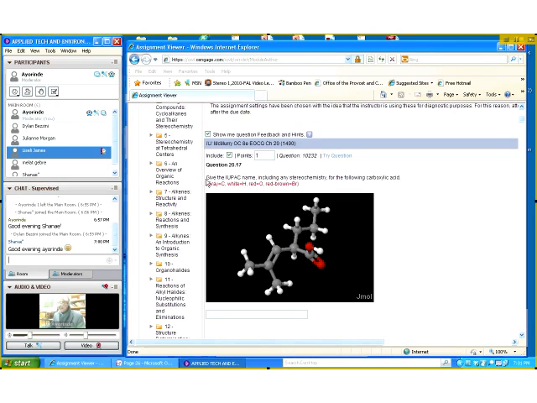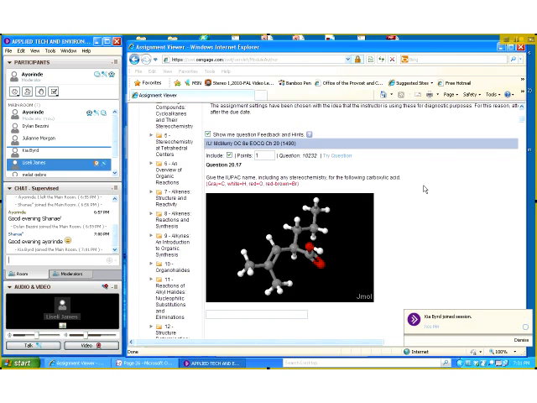Lisa, go ahead and read this question for us. Give the IUPAC name, including any stereochemistry for the following carboxylic acid.